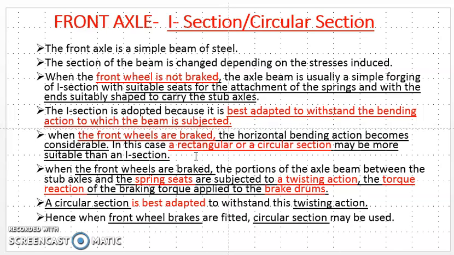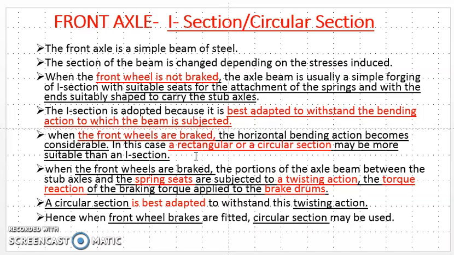First of all, the front axle is a simple beam of steel, and the section of the beam is changed depending on the stresses induced. As I already told you, if the brake is provided at the front wheel, the stresses are going to change, and at that time you have to consider a different section.